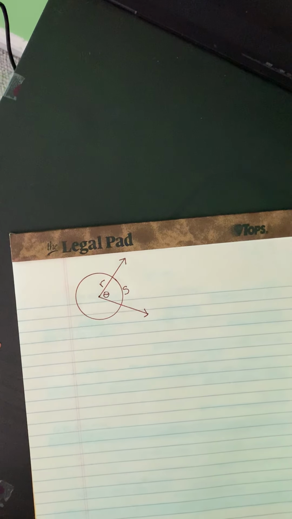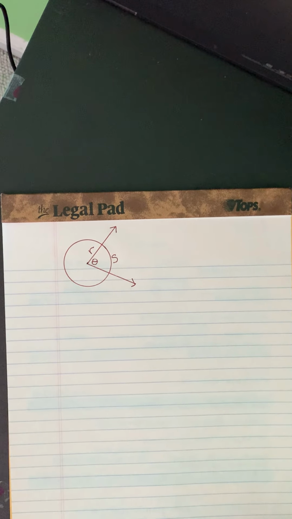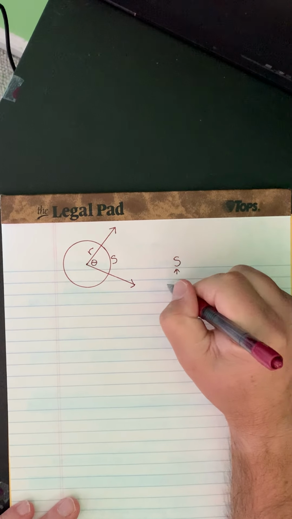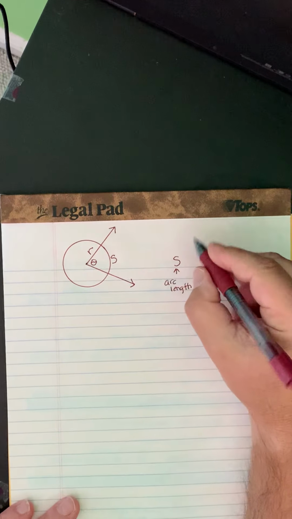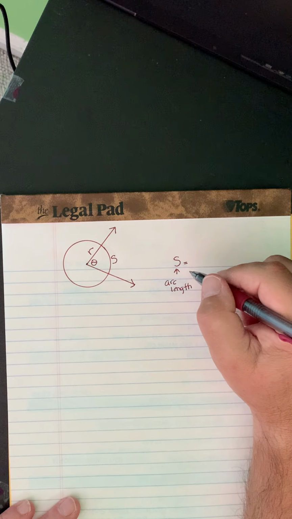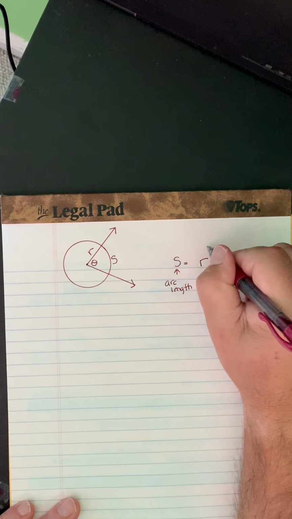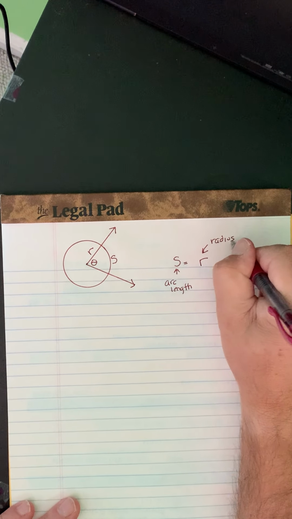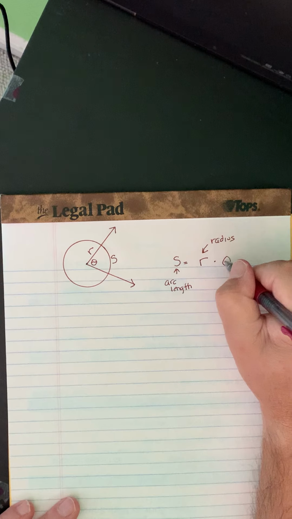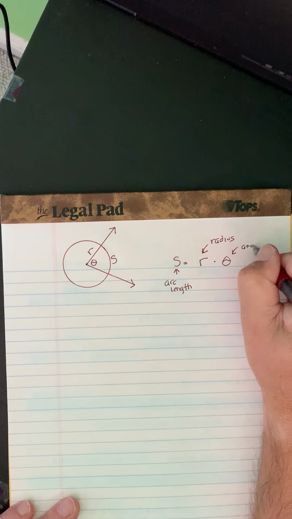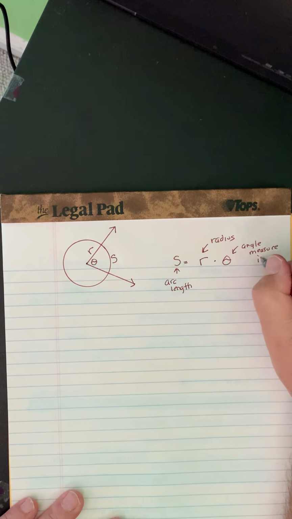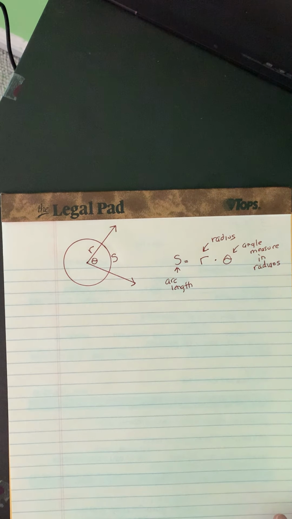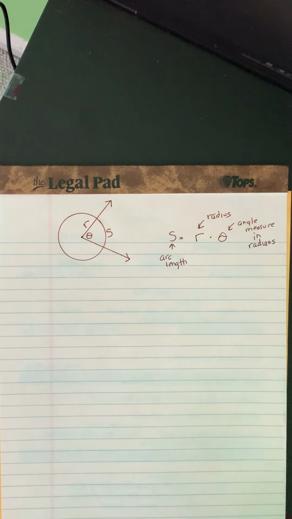If I can find the arc length, which is S, so this is arc length, it's how far something would travel along that arc. That is going to equal the radius times theta, the angle measure. Very, very important: it has to be in radians. If it is not in radians, if it's in degrees, you have to convert it to radians.